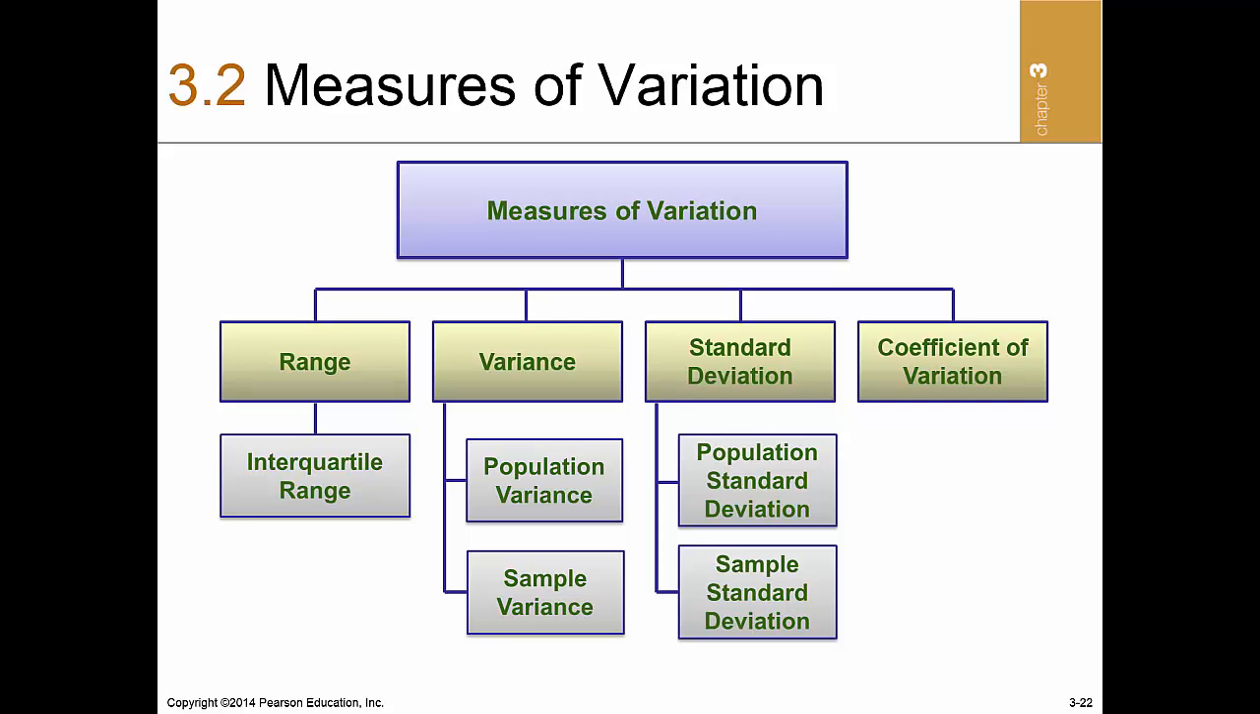Now that we've gotten a grasp on how to determine the center and location of data, we can now move into describing and quantifying the spread of the data. In this section, we introduce 4 of these measures: range, interquartile range, variance, and standard deviation.